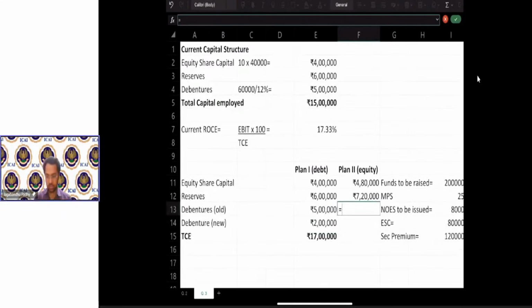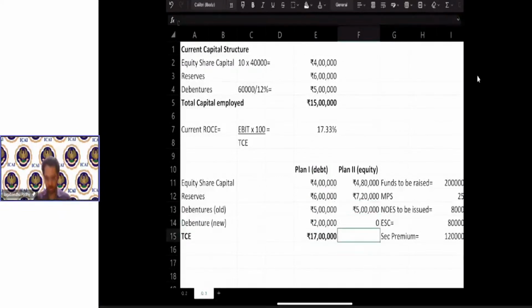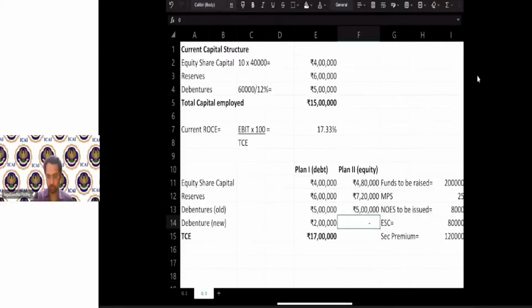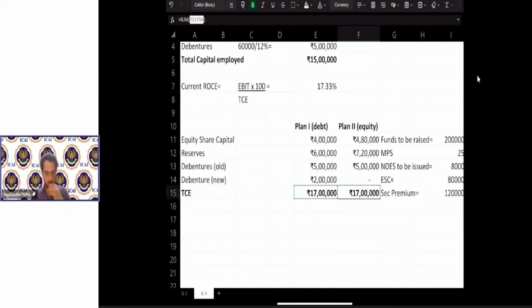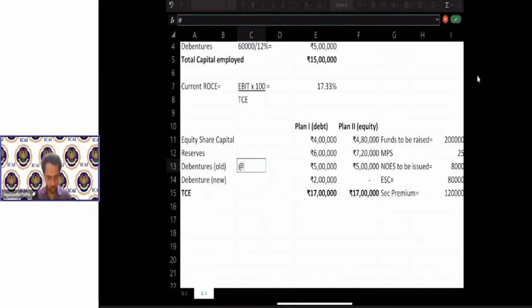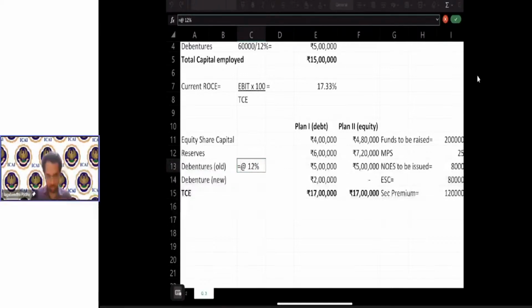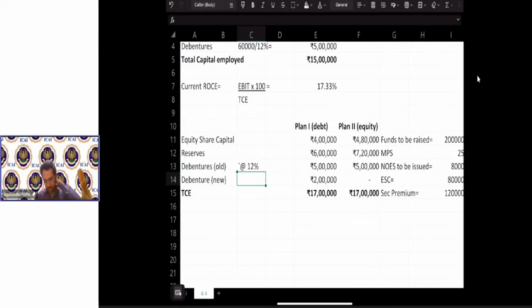The debentures will continue the same, and you are not going to have any new debenture. And the total capital employed will continue to be 17 lakh. Now I need to decide what is the rate, because over here, the older debentures were costing me 12%. Similarly, I need to decide what will be the cost of the new debentures.